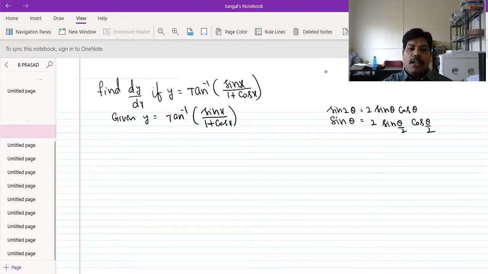Similarly, already we know the formula 1 plus cos 2 theta, that is nothing but 2 cos square theta. If you apply the half angle formula, just replace theta by theta by 2, then you will get one more formula: 1 plus cos theta becomes 2 cos square theta by 2. Important formulas, students. Learn these formulas by heart.